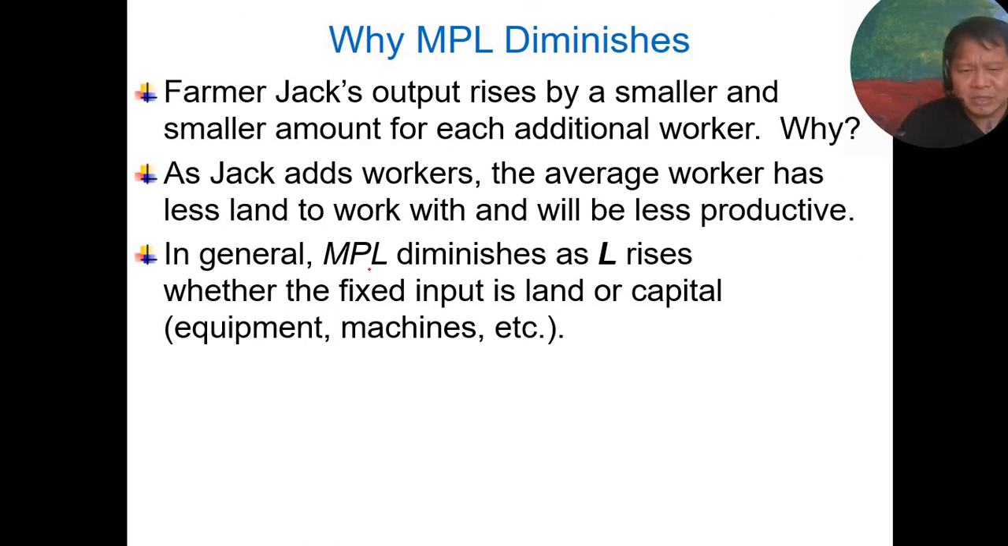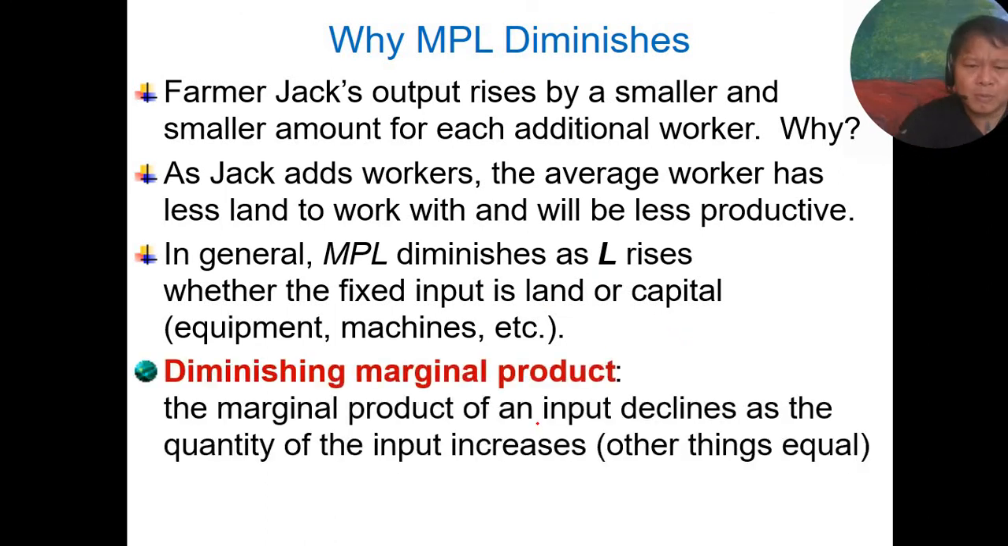In general, the marginal product of labor diminishes as yield rises. So as the labor inputs increase, the value of the marginal product of labor goes lower. So in general, again, the MPL diminishes as the yield rises, whether the fixed input is land or capital. So the marginal product of labor really diminishes. That's why we have the diminishing marginal return.